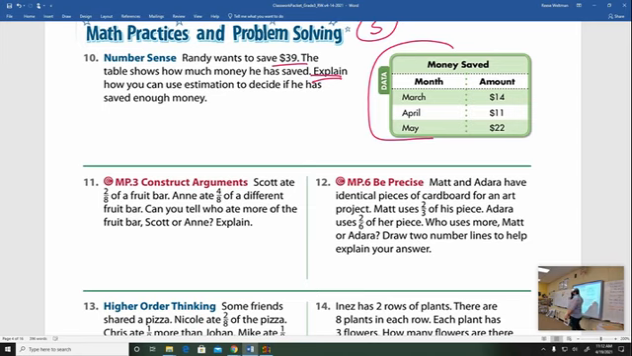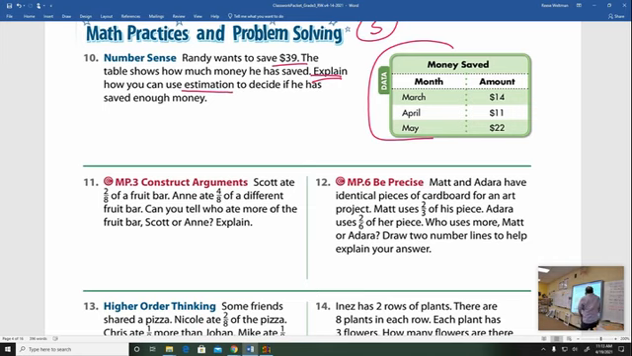Explain, which means I want a sentence, okay? Not only do I want capitalization, accuracy, punctuation, and spelling, I want to see RACE: restate, answer, cite, and explain. Restate. You guys have to get in the habit of doing that, okay? Explain how you can use estimation. Remember what estimation means? Who wants to tell me what that means? Jack? That's right, like an educated guess, right? When we're using some of the information that they give you. If he has saved enough money.